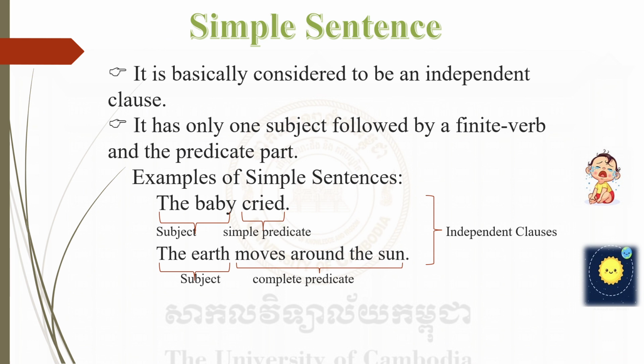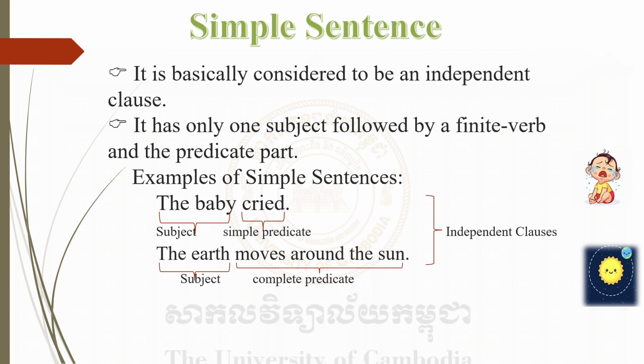So now I will tell you about the types of sentences that can be independent clauses too. So the first one is the simple sentence. A simple sentence is basically considered to be an independent clause. It has only one subject followed by a finite verb and a predicate part, like you can see.